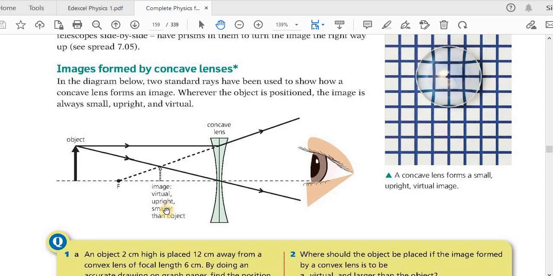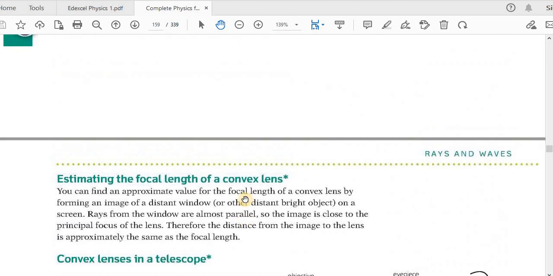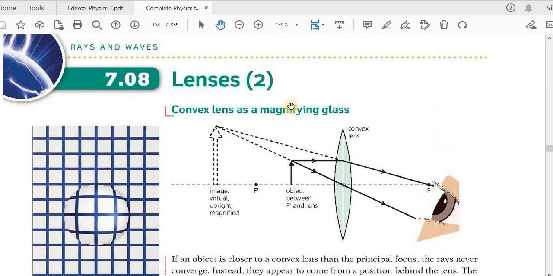Virtual, upright, smaller than object. This is the virtual image formed by a concave lens. What about the virtual image formed by a convex lens? That is given here. So how do we do that? Now again, this is a little different, but we will see.